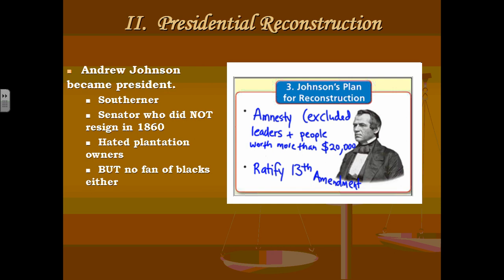Johnson's plan, like Lincoln's, was pretty straightforward. A loyalty oath, kind of the same as Lincoln's. Amnesty for most Southerners. Now, this did exclude the leaders, just like it did in Lincoln's plan. Military and political leaders couldn't vote. Also, wealthy people, people worth more than $20,000, could not vote or hold power in southern states. The other condition was that states had to ratify the 13th Amendment. This is pretty easy, and southern states did it.